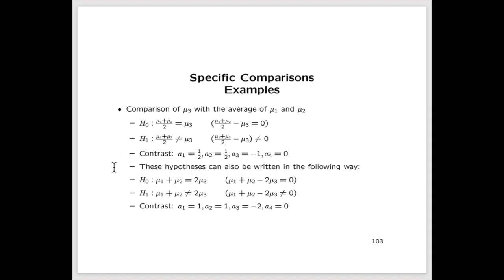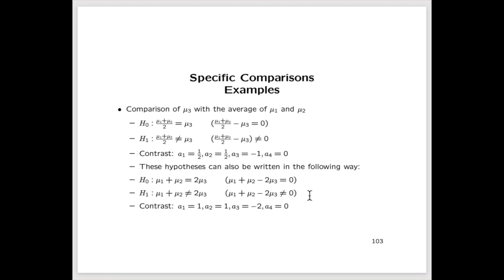Now, these hypotheses can be written differently without the fractions by multiplying through both sides of each of these hypotheses by what's in the denominator on the left-hand side, so 2. And so when we do that, the null hypothesis would become mu1 plus mu2 is equal to 2 times mu3. The alternative would be that mu1 plus mu2 is not equal to 2 times mu3. And then re-expressing as a difference, the null hypothesis would be mu1 plus mu2 minus 2 times mu3 is equal to 0, against the alternative that mu1 plus mu2 minus 2 times mu3 is not equal to 0.